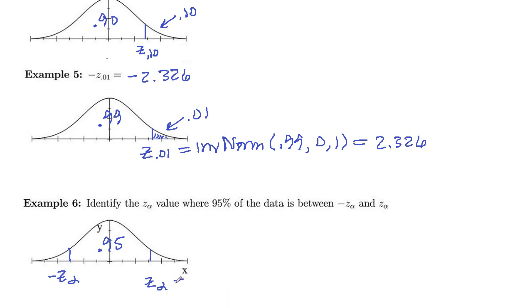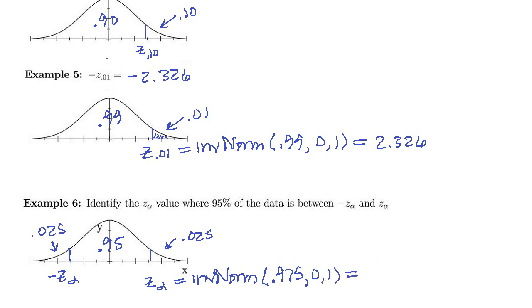So in order to do this, we want to try and figure our left area from z alpha. So 95% in the middle, so 5% split between the ends. So 5% divided by 2, 2.5%, so 0.025. And then over here also 0.025. And so our z alpha is going to be inverse norm. And then our left area is going to be the 95 and another 2.5, so 0.975, and then 0 comma 1.